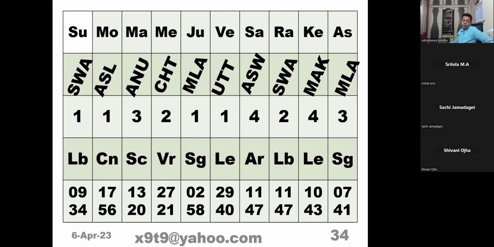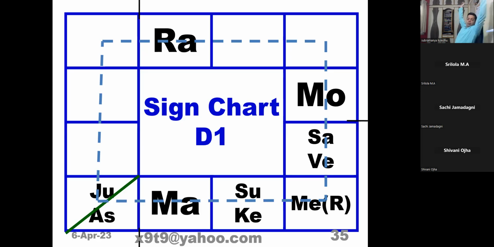Now, I have shown the rectangle here. Suppose we take Revati. From Revati, the 4th is Mithuna or Gemini. Then the 7th is Virgo or Kanya. The 10th is Dhanus or Sagittarius. So that becomes a rectangle. So these 4 signs in this horoscope are Kendra Sthanas. You're able to follow? Yes.